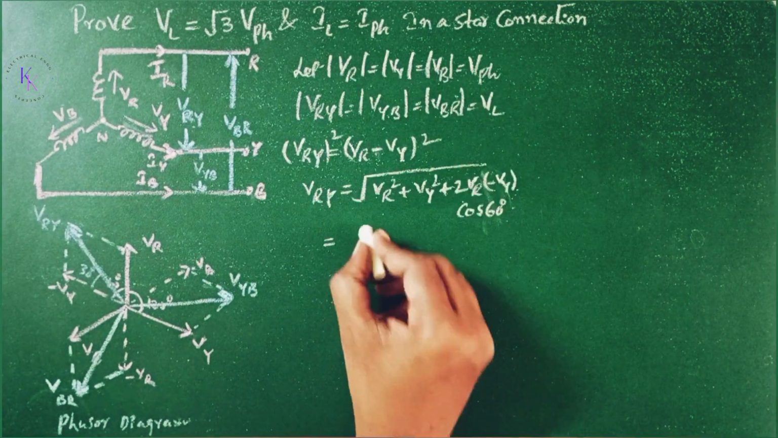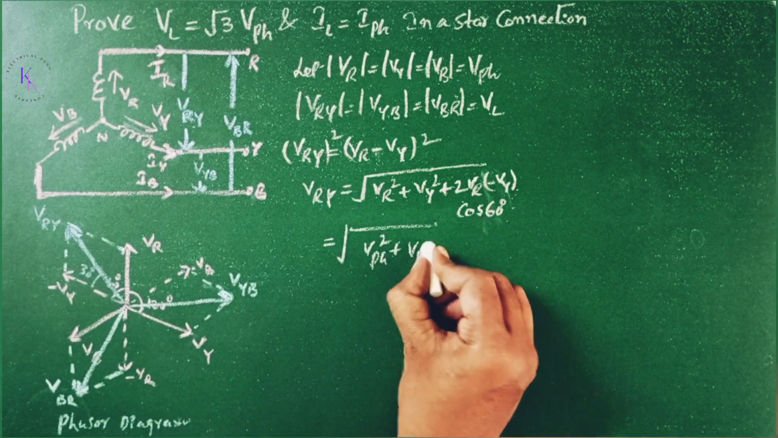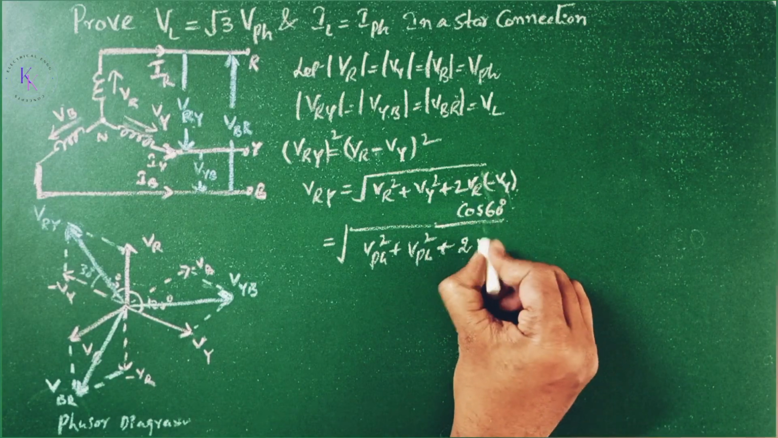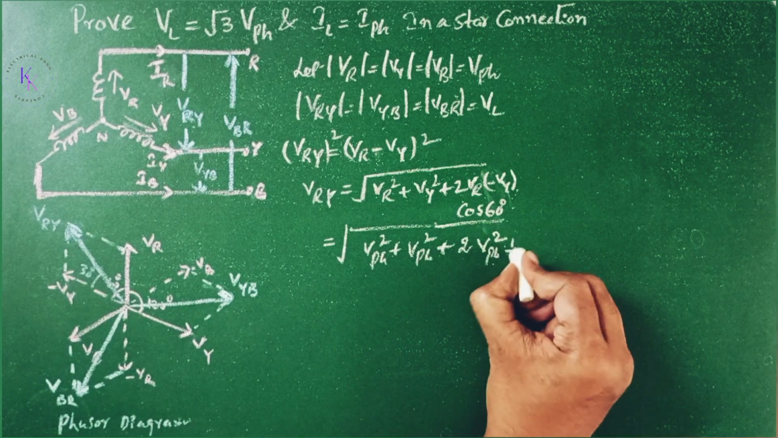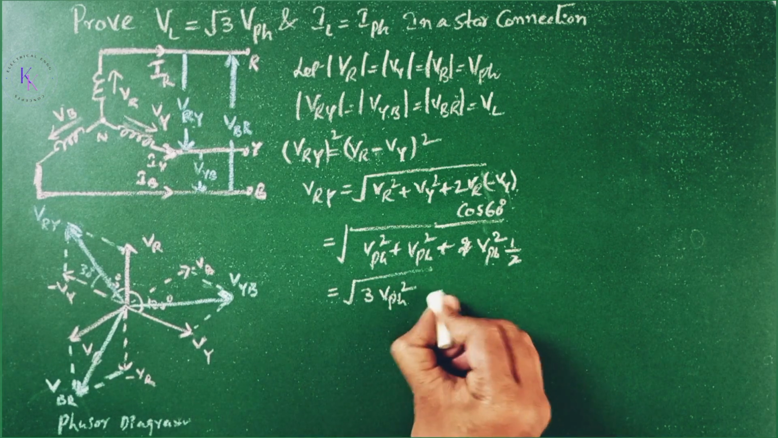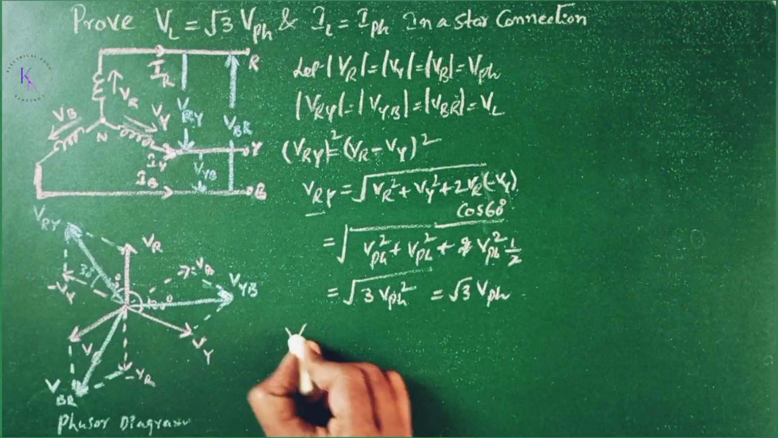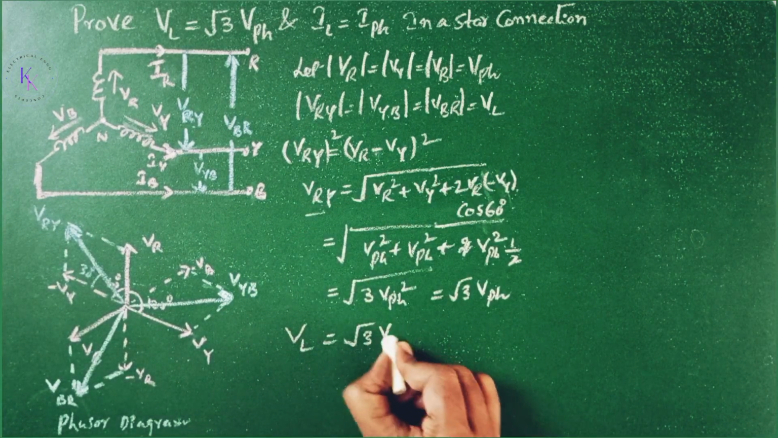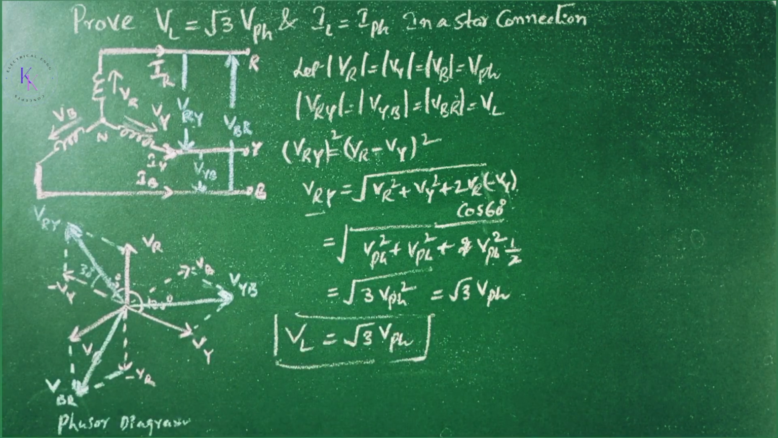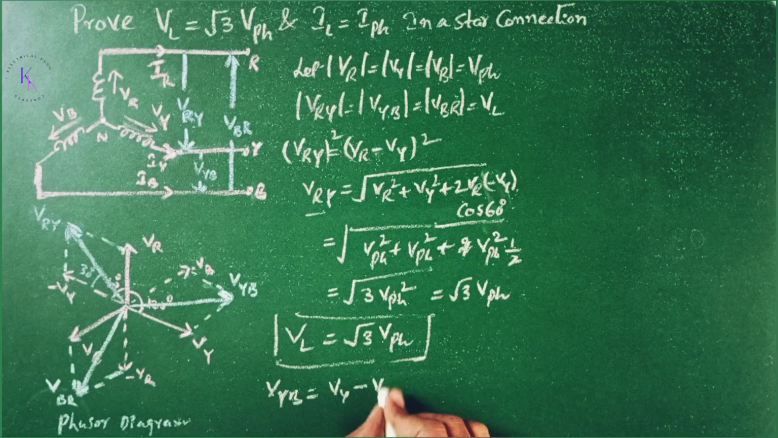Replace VR with V phase, so square root of V phase square plus V phase square plus 2 times V phase square, cos 60 is 1 by 2. That equals square root of 3 V phase square, which equals root 3 times V phase. So VRY is nothing but the line voltage. We can write VL equals root 3 times V phase. Hence it's proved. And you can try for VYB, which equals the phasor difference of VY minus VB, and similarly VBR equals VB minus VR.